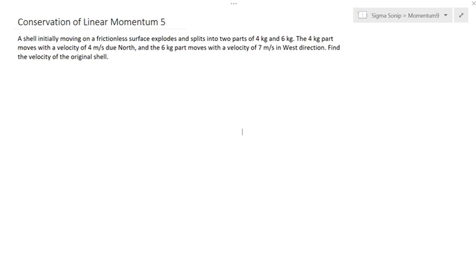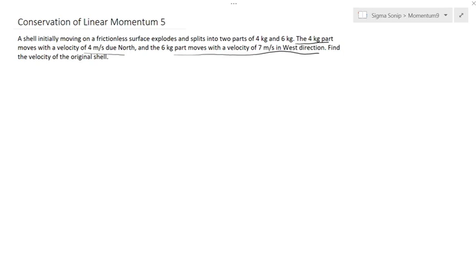The question says that the shell splits into two parts. One is a 4 kilogram part, another one is a 6 kilogram one. The 4 kilogram one moves with 4 meter per second velocity in the north direction, and the 6 kilogram part moves with 7 meter per second in the west direction. And we are required to find the velocity of the original shell.